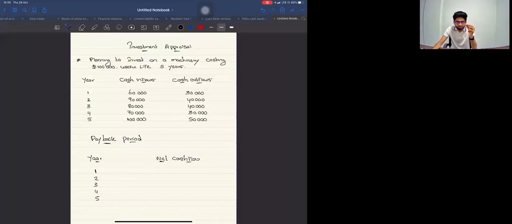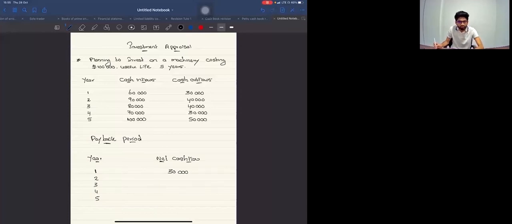So if you look at year 1, you got 60,000, but you are spending 30,000. So how much will be the balance? How much will you be able to accumulate at the end of year 1? You will be having 30,000 with you, right? So at the end of year 1, your net cash flow will be 30.